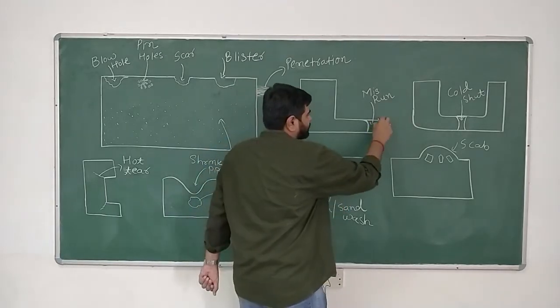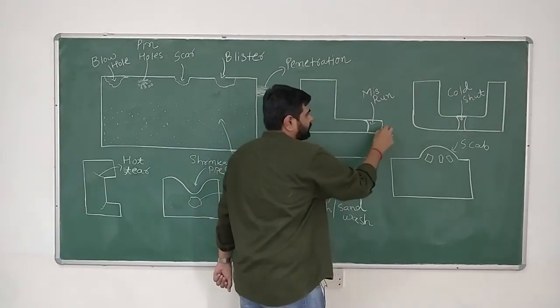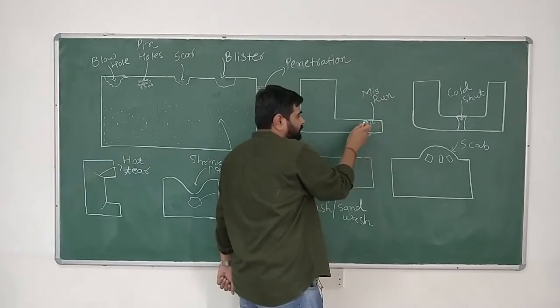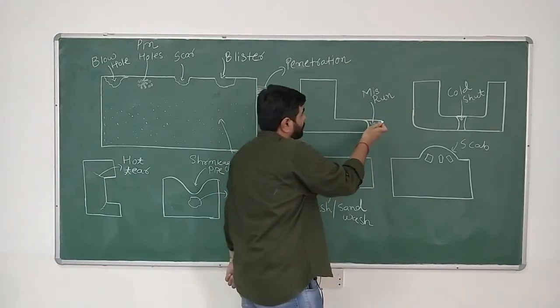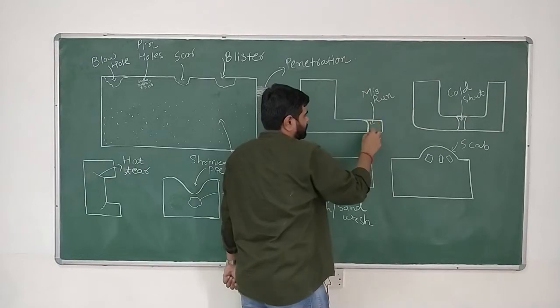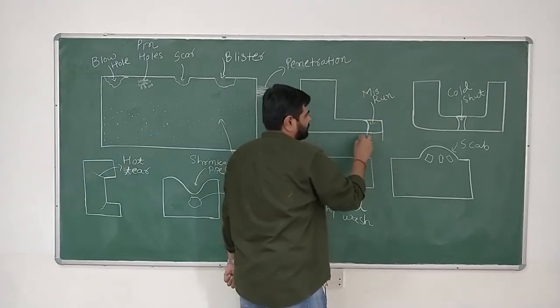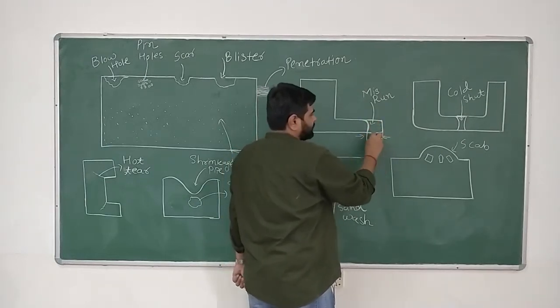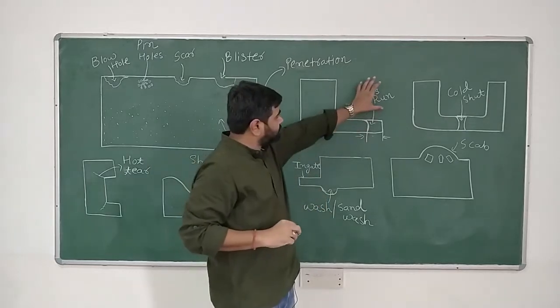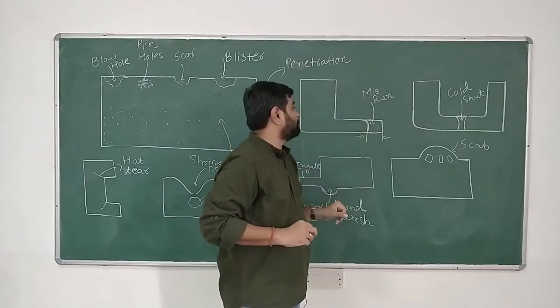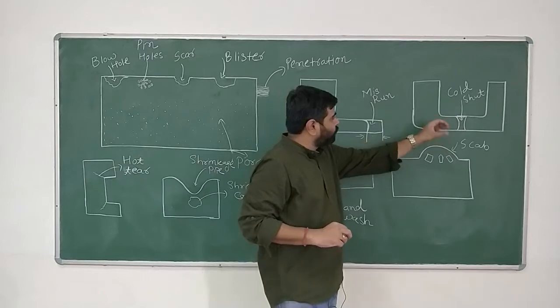So let's say this is the last point till which the liquid metal has to be filled, but the liquid metal lost, or I would say missed the run by this much distance, and so this defect is called a misrun. Now let us talk about the cold shut.